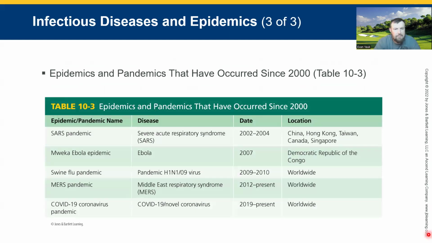So epidemics and pandemics that have occurred since 2000: we had the SARS pandemic, Ebola epidemic, swine flu pandemic, the MERS pandemic, and then the COVID-19 pandemic.